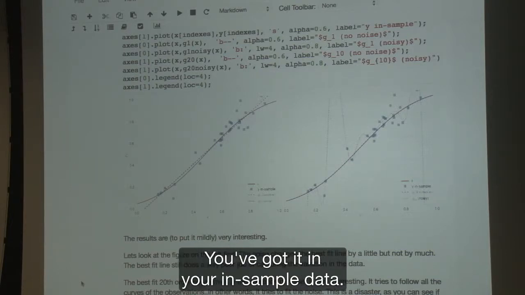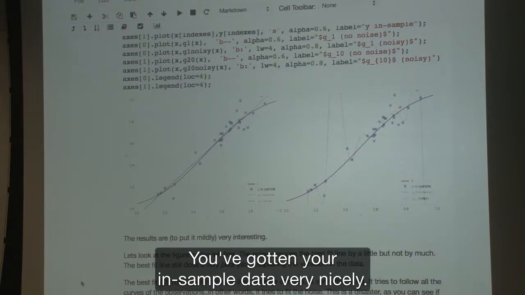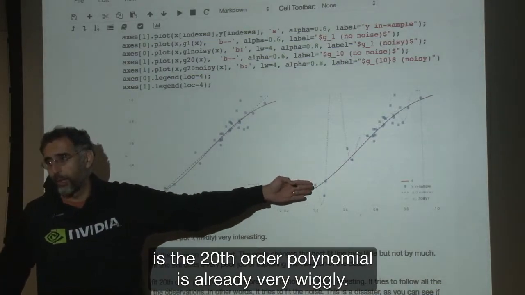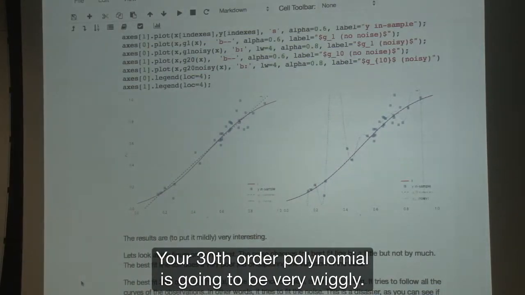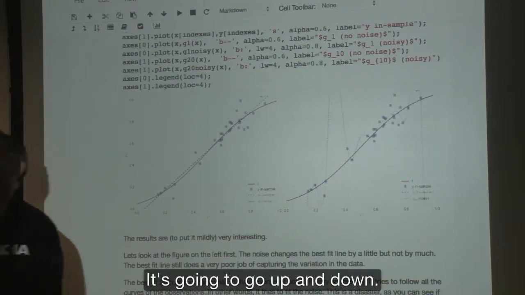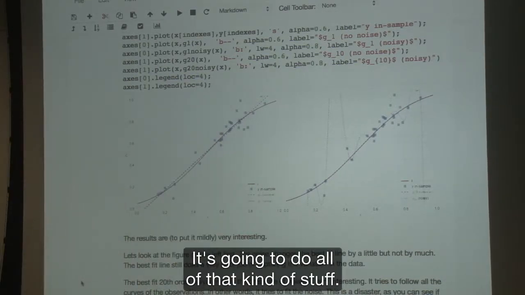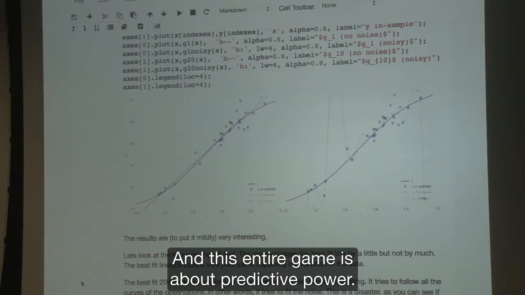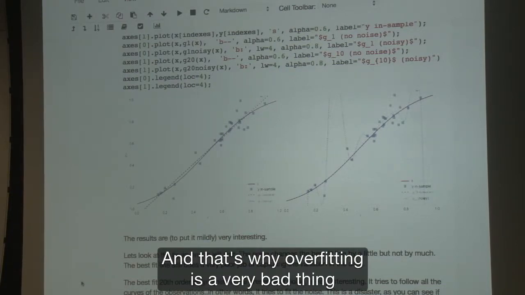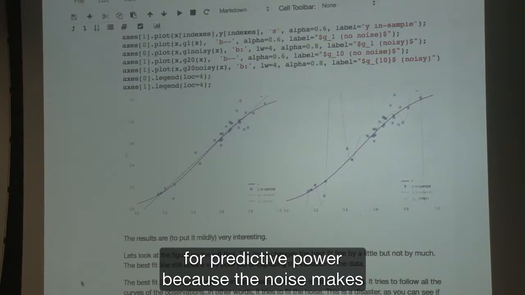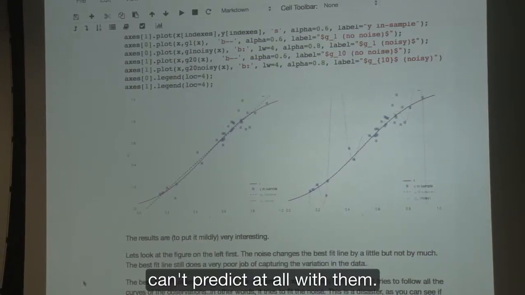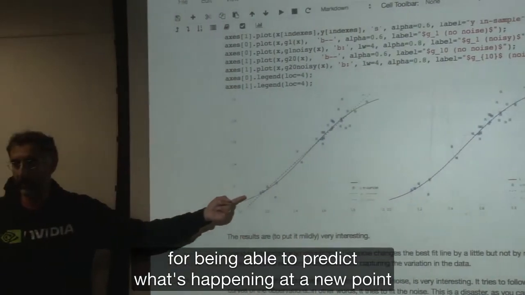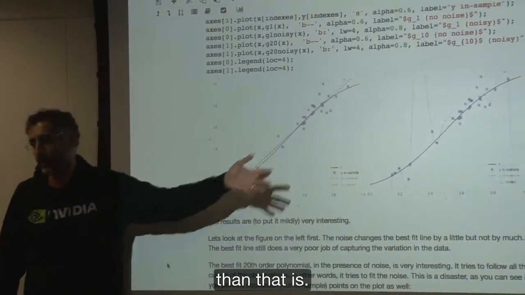You've got your in-sample data very nicely, but the problem with it is that here you can see the 20th order polynomial is already very wiggly. Your 30th order polynomial is going to be very wiggly. It's going to go up and down. And it's going to do all of that kind of stuff. And so its predictive power is next to none. And this entire game is about predictive power. And that's why overfitting is a very bad thing for predictive power, because the noise makes things wiggle around so much that you can't predict at all with them. In fact, at this point, this is much better for being able to predict what's happening at a new point than that is.